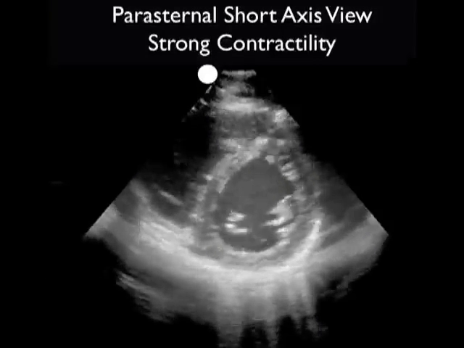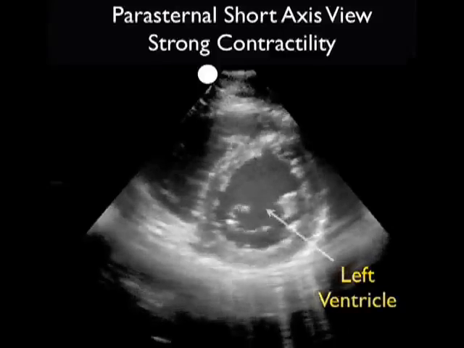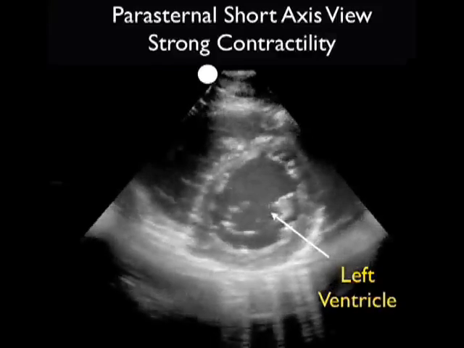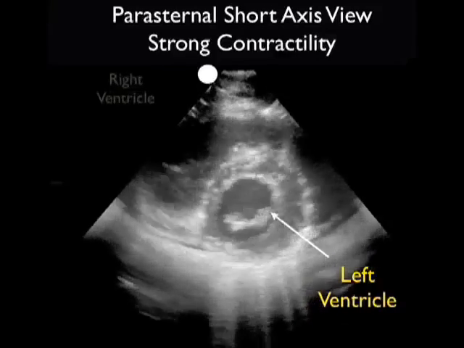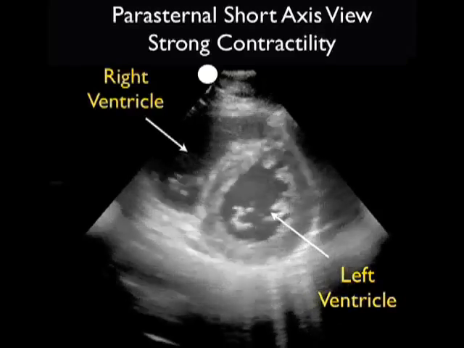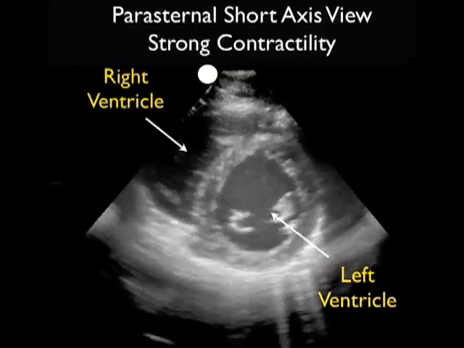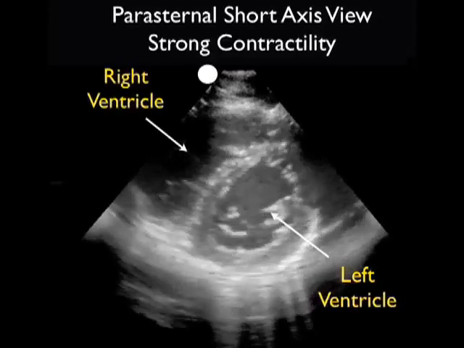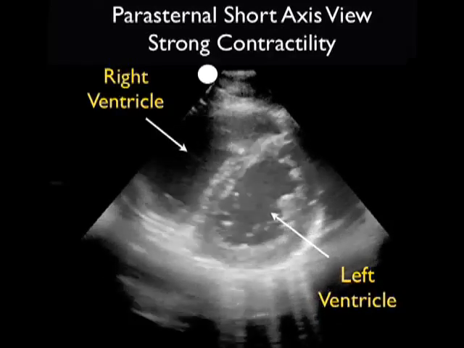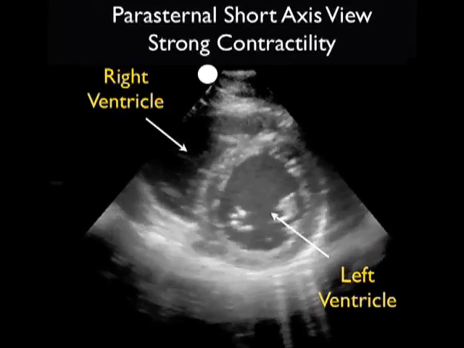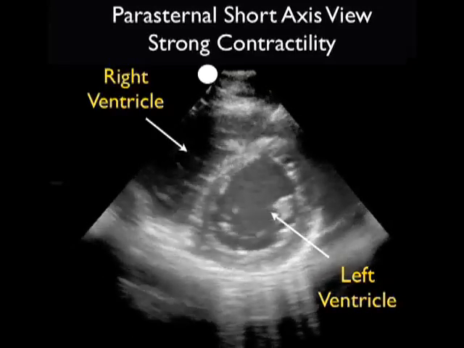Here's a video clip showing excellent contractility of the left ventricle as taken from the parasternal short axis plane, and note the muscular contractions of the left ventricle as a cylinder squeezing in dramatically during systole. We also note the mitral valve flipping up and down within the left ventricle, and the right ventricle as seen up and above the left ventricle.